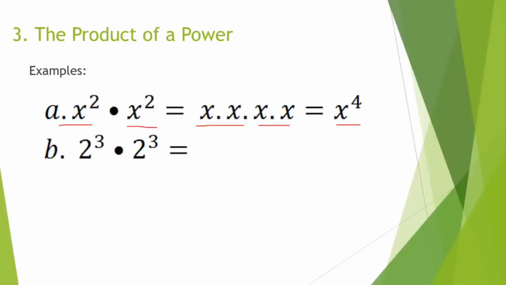Okay, so here is example B. We are also multiplying 2 cubed times 2 cubed. So let us expand them. And we will have 2 times 2 times 2 times 2 times 2 times 2. And when we simplify that, we will obtain 2 raised to 6. So what is your observation based on these two examples?